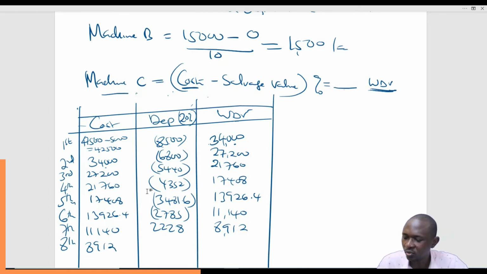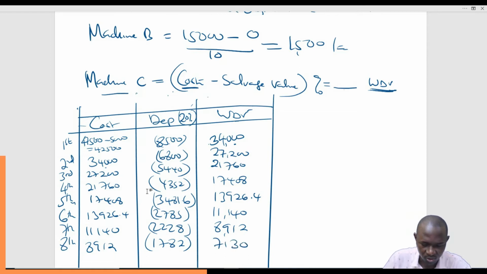Subject it to 0.2. We have 8912 times 0.2. That gives us 1782. So 1782, less of course from that. 1782 minus 8912, we get 7130. 7130, like that. So it will keep on going.